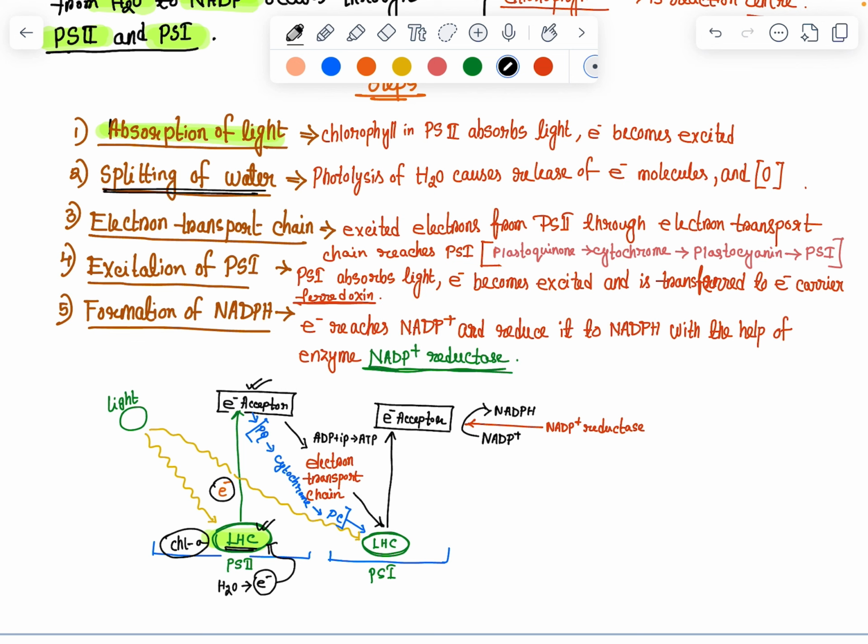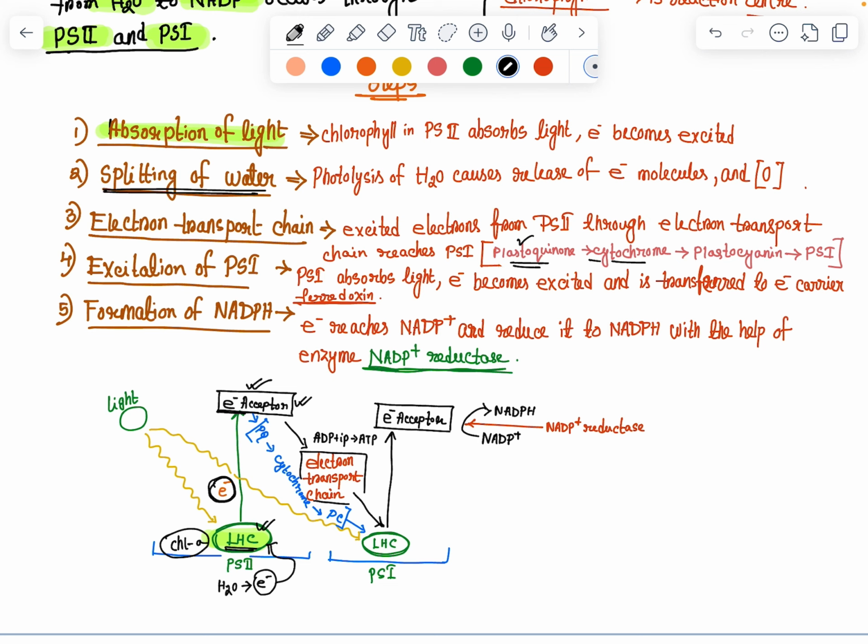Then the light energy will come and excite the electron, which will be accepted by this electron acceptor, and then this electron acceptor will pass the electron to the electron transport chain. In NCERT, the names of the electron carriers are not there, but I have mentioned the names of the electron carriers, as you have to read further when you read about the chemiosmotic theory. That is why you have to know the names of the carriers also.